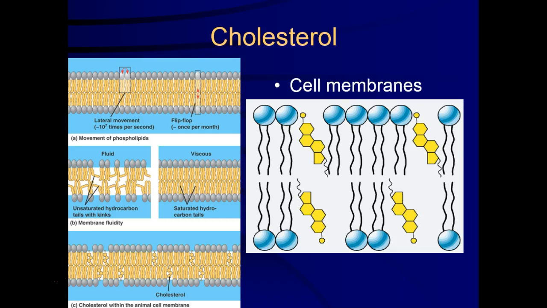So here's a nice little picture, and as you can see, look at where the hydroxyl group is. It's up near the hydrophilic head. It helps keep it in place. Isn't that wonderful? Now, there's a second benefit to that, and that is it prevents the phospholipid bilayer from turning solid at low temperatures.